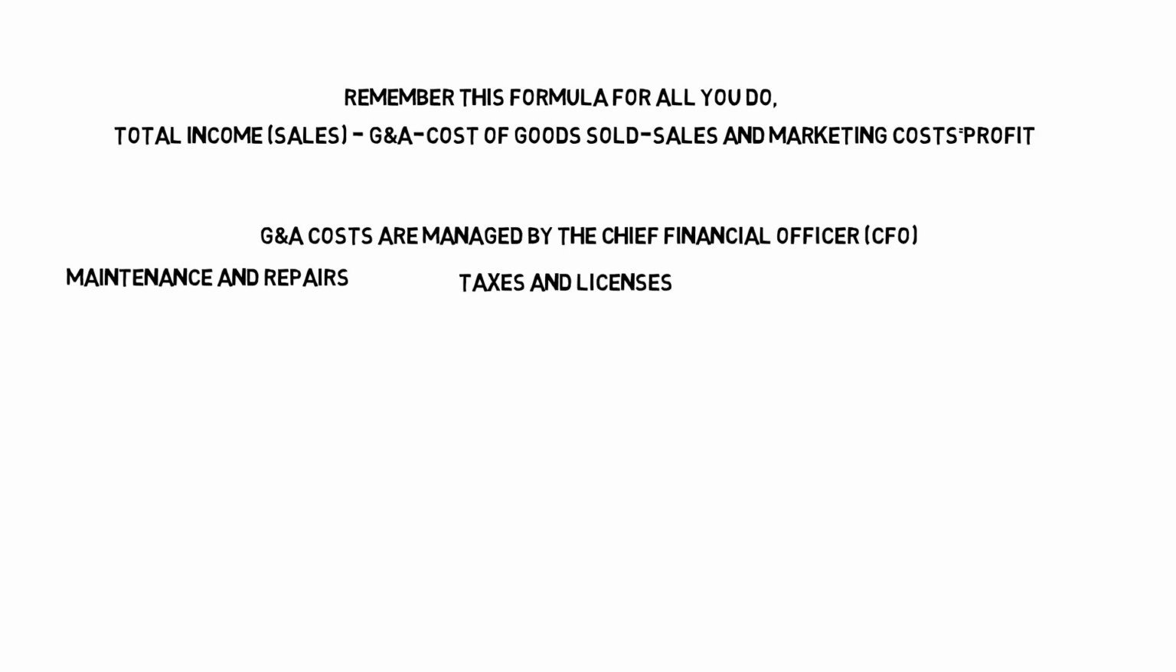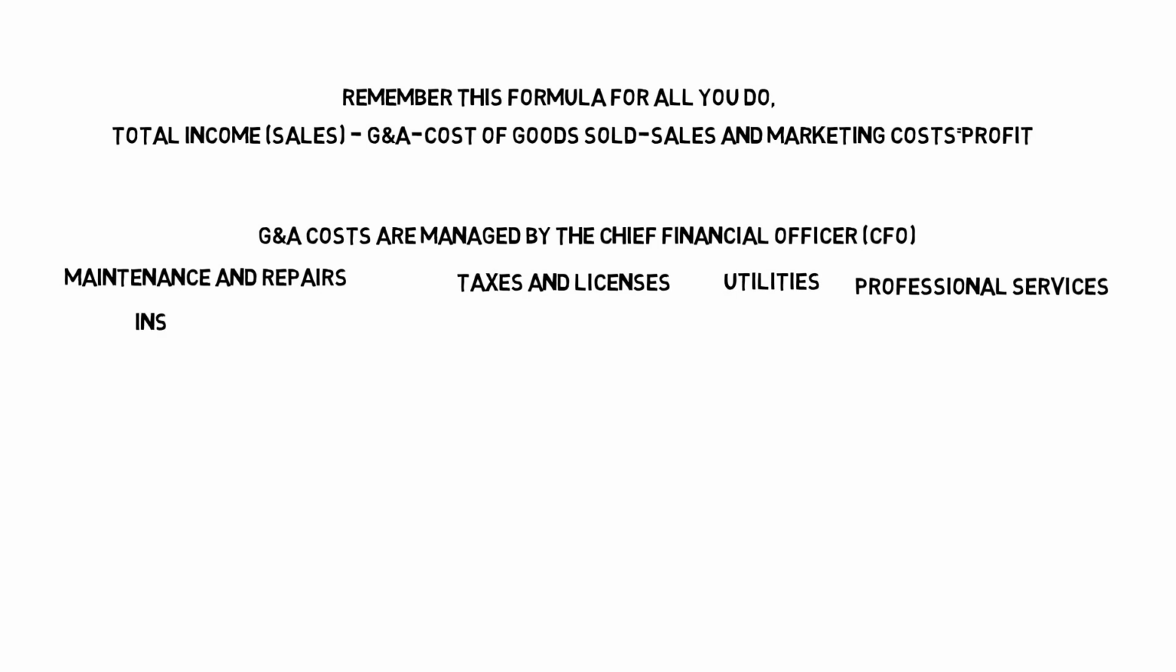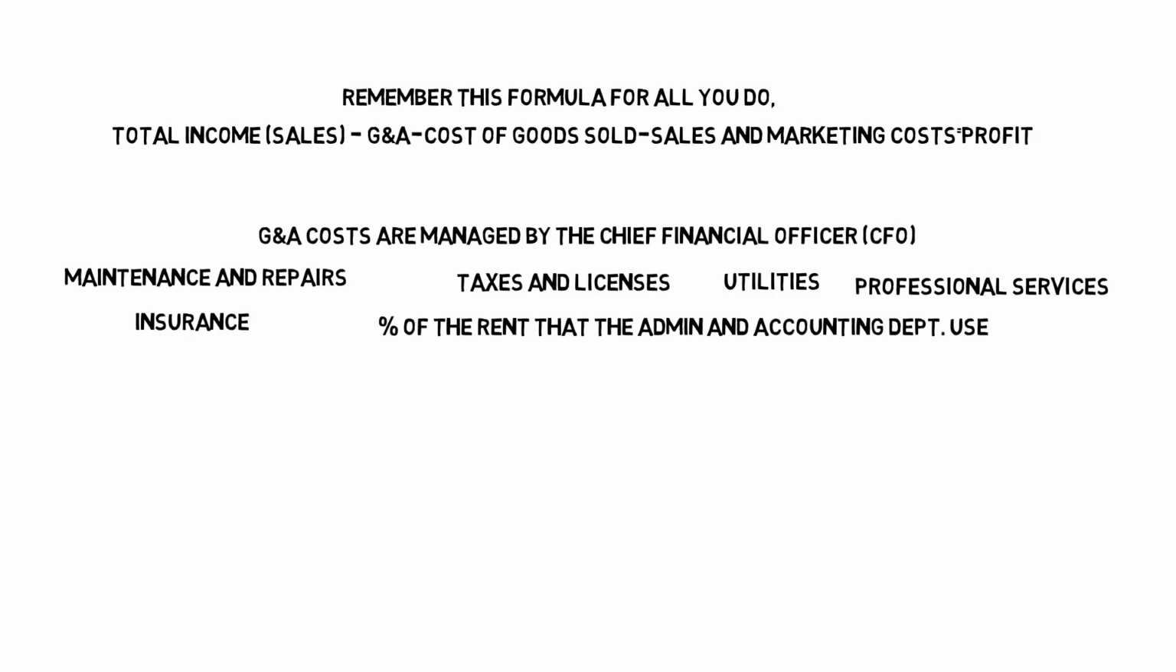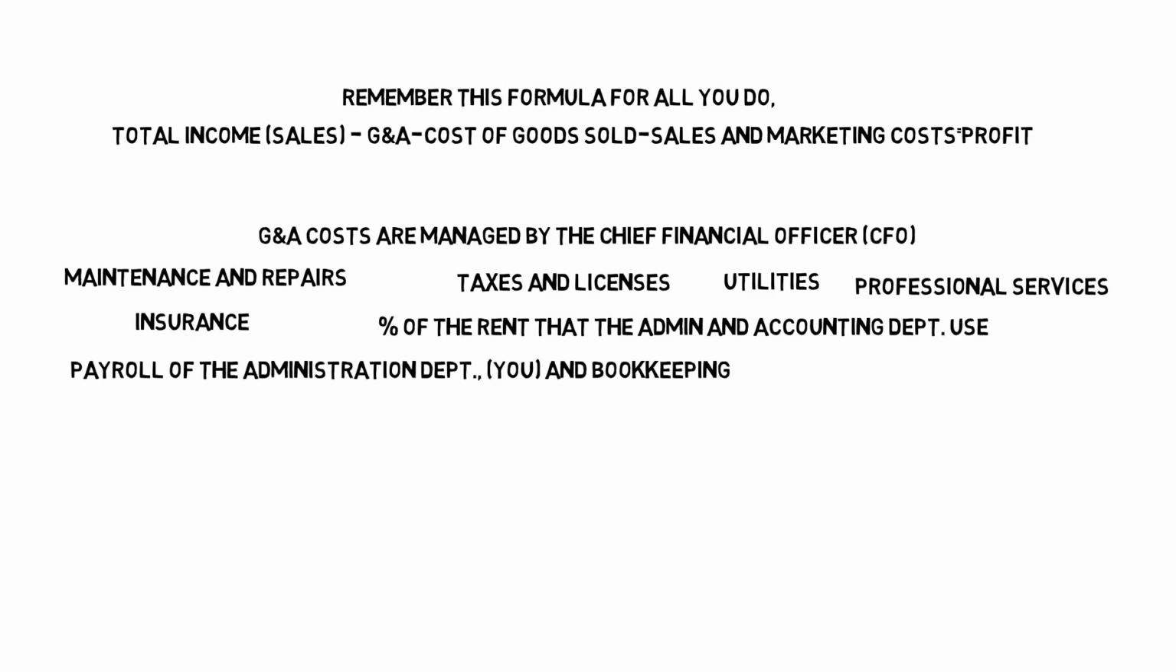What are G&A costs? Well, they're maintenance, repairs, taxes and licenses, utilities such as phone, electricity, water, and so forth, professional services such as accountants, lawyers, insurance, payroll of the administration department, and miscellaneous. You'll have miscellaneous costs, whatever they might be, and you might put them in G&A costs.